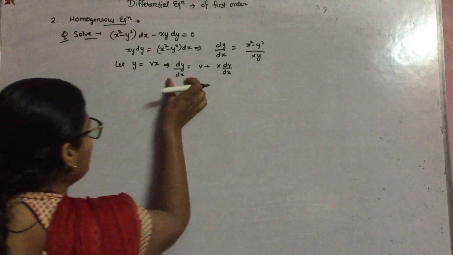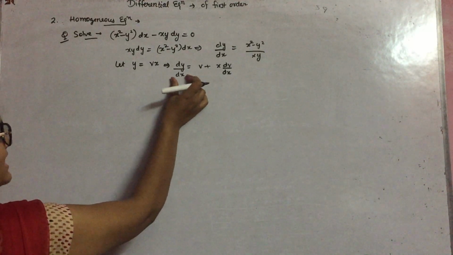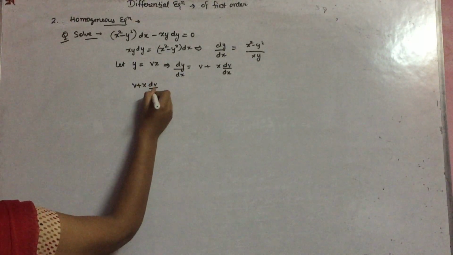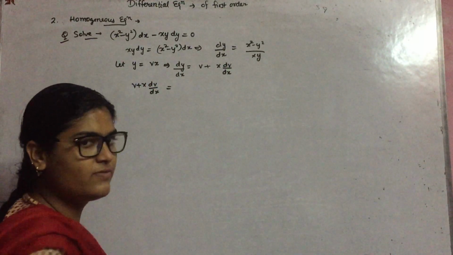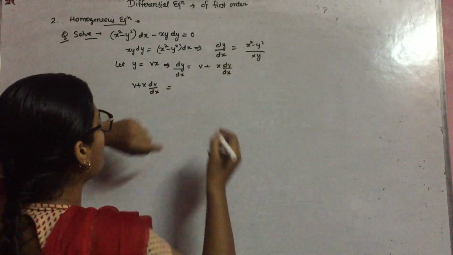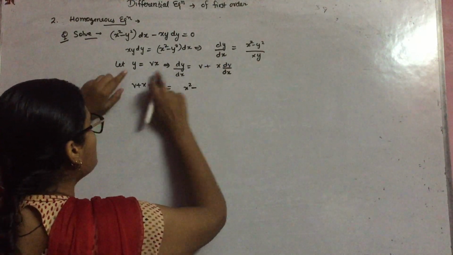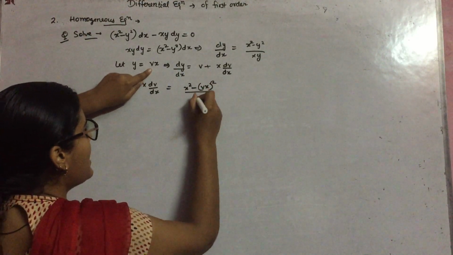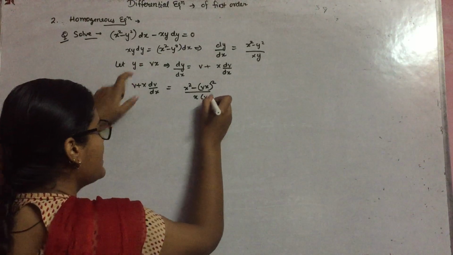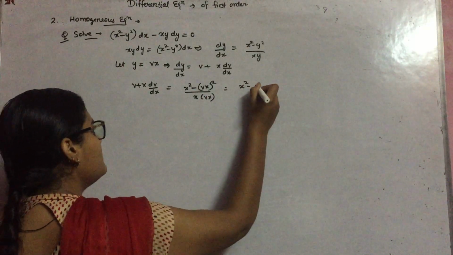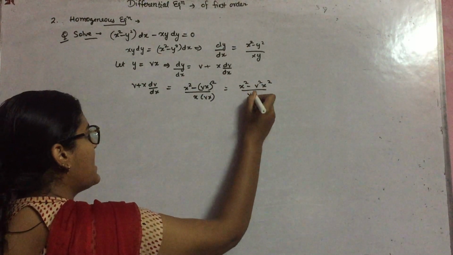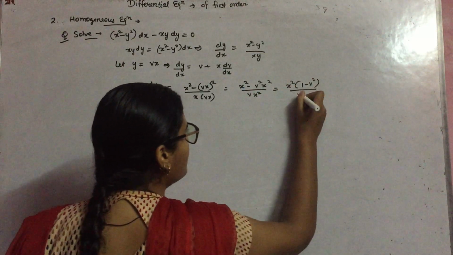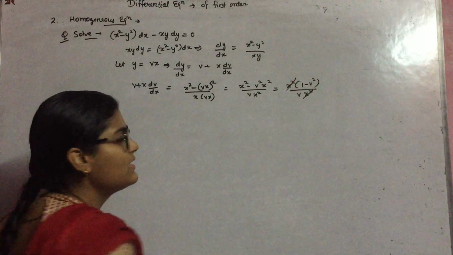Okay. Now substitute this dy by dx into this equation. v plus x dv by dx equals, the right side is also transformed. How? This is x square. In place of y square, we have to substitute vx whole square. x in place of y, vx again. x square minus v square x square upon vx square. Take x square as common. What will it form? Minus v, x square. x square is cancelled out with x square.